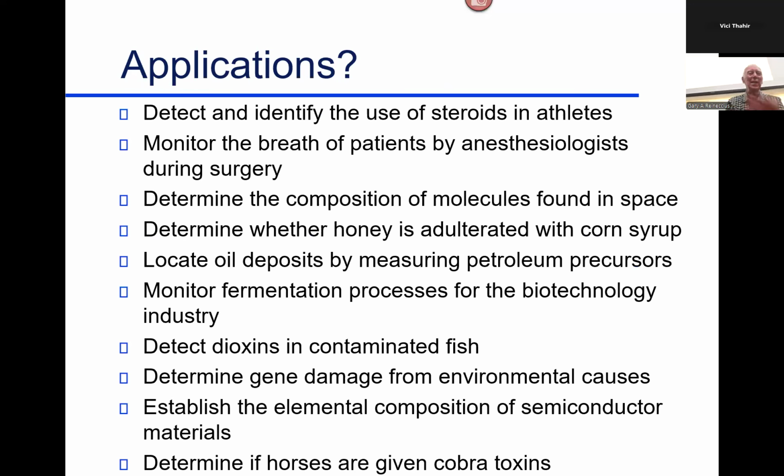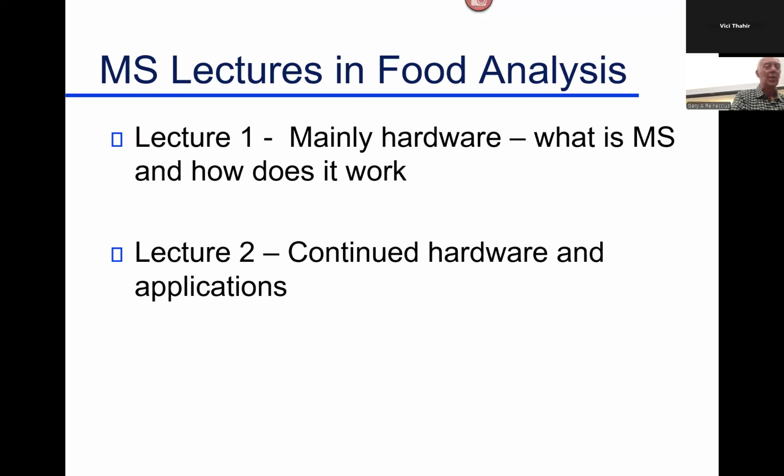Okay. And so here are some of the applications that mass spectrometry is used in, just chosen to show diversity. The idea of looking at our athletes using steroids, so drug use, for example, nothing better, nothing more sensitive, nothing more certain than mass spectrometry for that. Monitor the breath of patients by anesthesiologists during surgery. So you'll see a mass spectrometer in potentially a surgery office or surgery facility. Determine whether honey is adulterated with corn syrup, locate old oil deposits by measuring petroleum precursors, monitor fermentation, detect dioxins in contaminated fish. You can go down the line, determine if horses are given cobra toxins to perform better in a race. And so it's absolutely fascinating the number of uses that mass spectrometry has found.